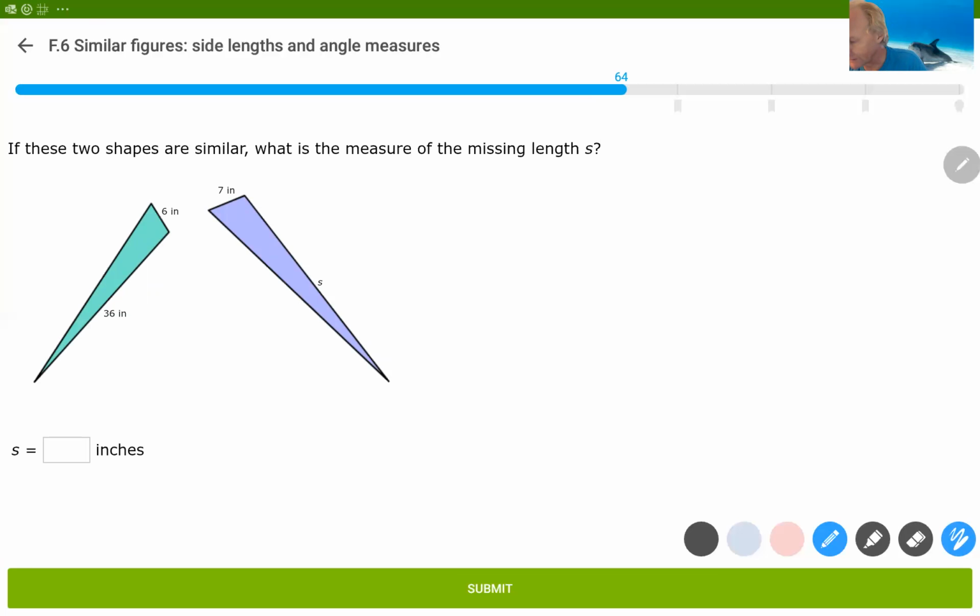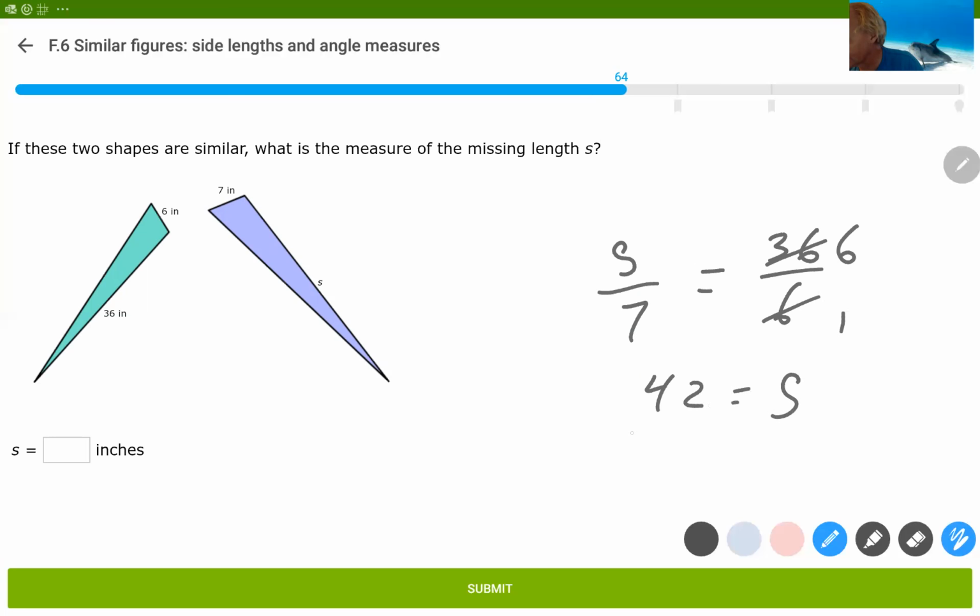Similar figures again. We've got S over 7 is probably going with the 36 over 6. And we could cross multiply and simplify. Of course, the easiest way is to say, this is 6 over 1, and then cross multiply. We get 42 is equal to S. We could have done it before or after we do the multiplication. So 42 does make sense.